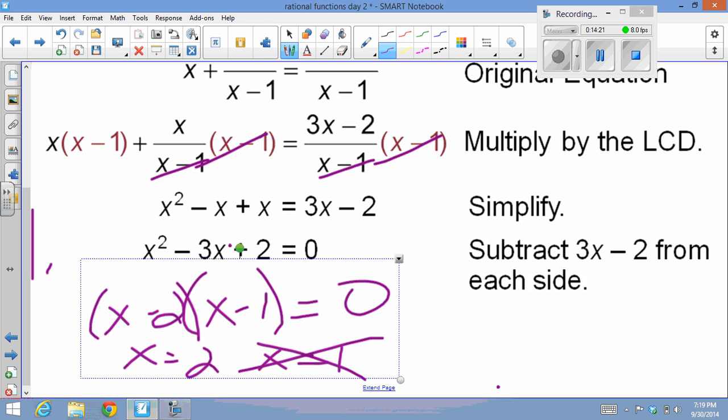So that's basically what we're going to be doing with solving equations. I will do some more, of course, the next time I see you in class. And of course, we'll graph some more rational functions in class tomorrow as well.